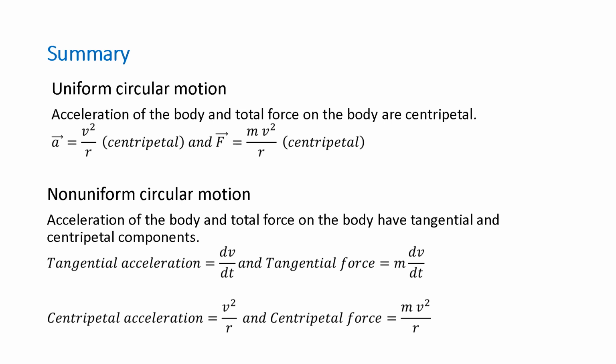For a body moving in a non-uniform circular motion, the acceleration of the body can be resolved into tangential component and centripetal component. Similarly, the total force on the body can be resolved into tangential component and centripetal component. Tangential component of acceleration is d by dt of speed. Tangential component of force is mass into d by dt of speed. Centripetal component of acceleration is speed square divided by radius. Centripetal component of force is mass into speed square divided by radius.